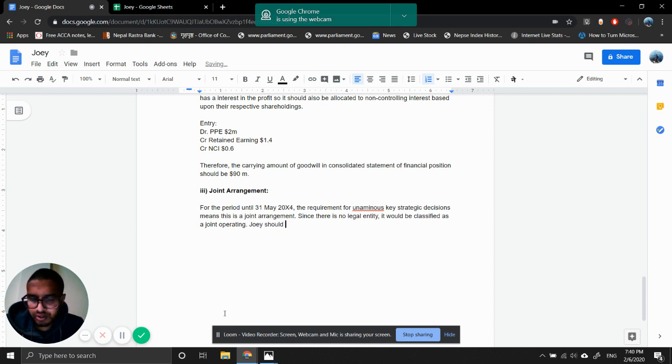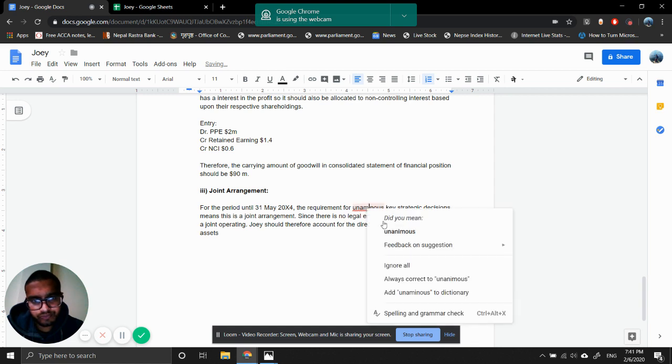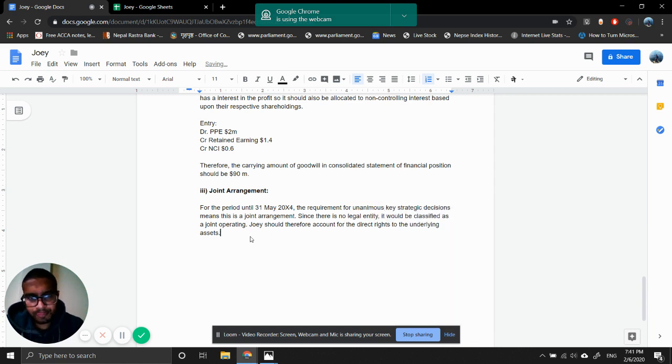Zoe should therefore account for the direct rights to the underlying assets, right? And then after that, what they should do is that basically, revenue is dollar, how much?